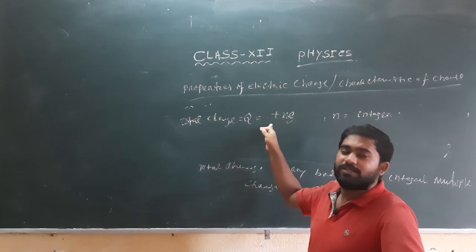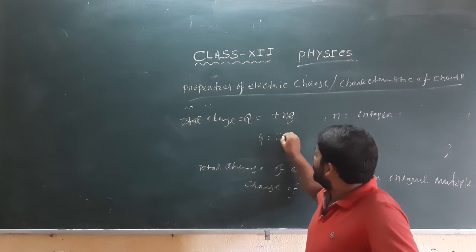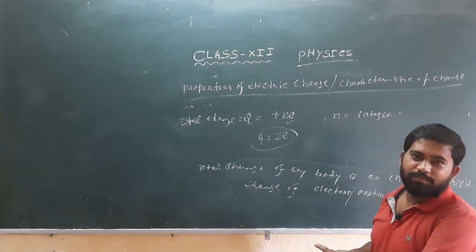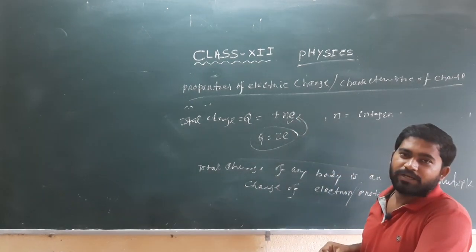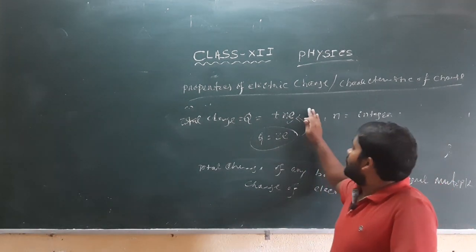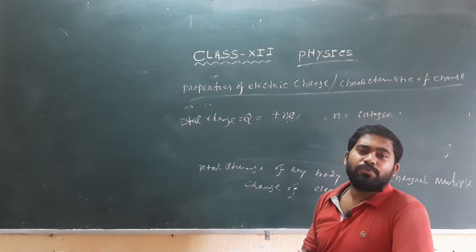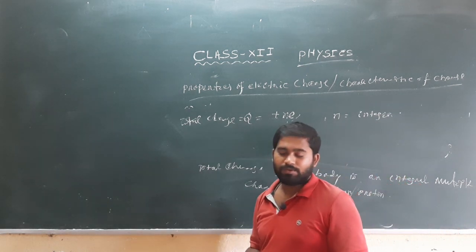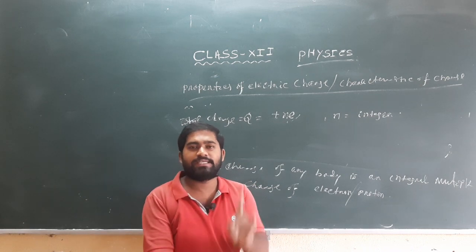This concept is similar to the atomic physics concept, that is Q equals Ze, where Z is the atomic number. This formula is similar to the atomic physics formula Q equals Ze or Q equals Ne. So always remember that N is always an integer and N can never be a fraction value.